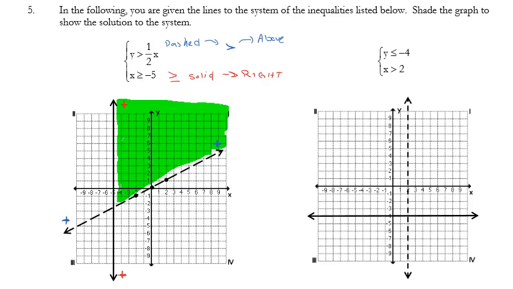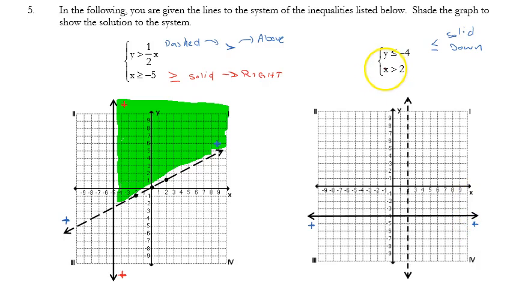The second one is going to be a horizontal line. This is my solid line based on this symbol. And when it's a y, I shade up or down. That's my vertical. This symbol means solid line, and it means down. So I'm going to go to my solid line and put my plus signs underneath because I'm shading that down.